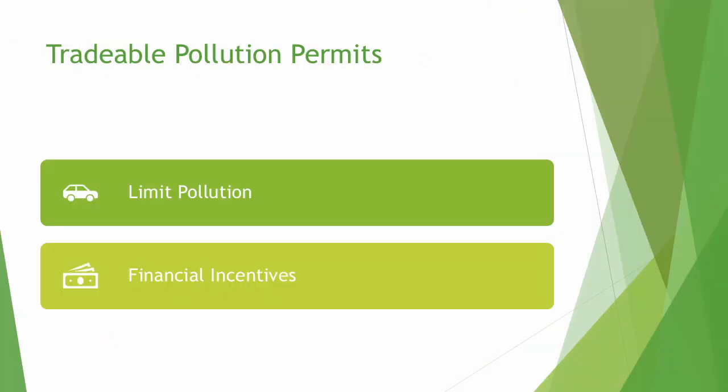Tradable pollution permits are government-issued allowances that limit the amount of pollution firms are allowed to produce. These deal with market failure as they reduce negative externalities by capping pollution and creating financial incentives to cut emissions.